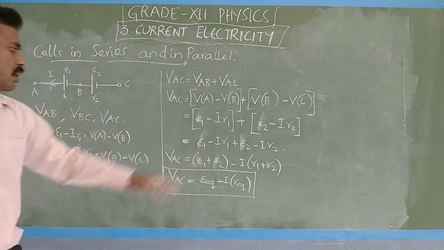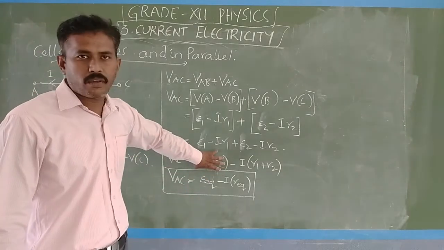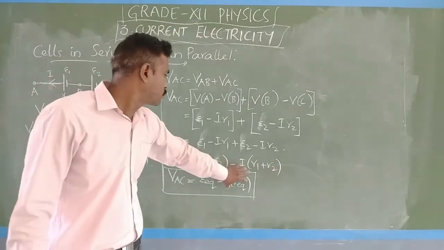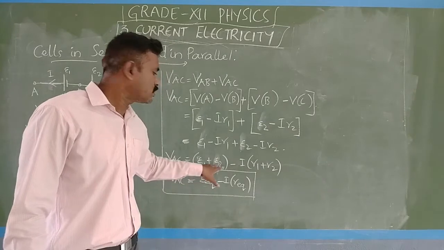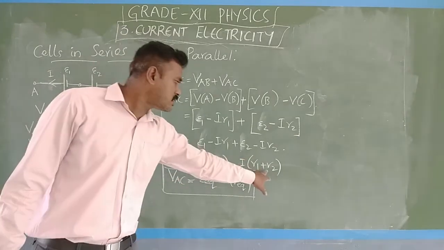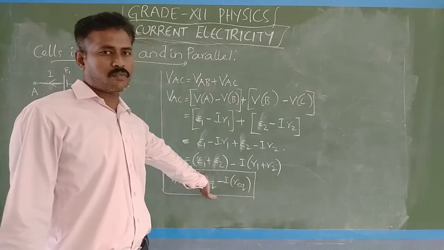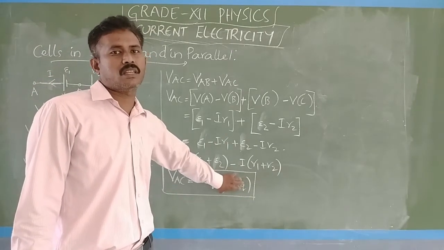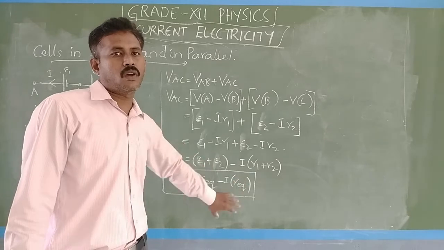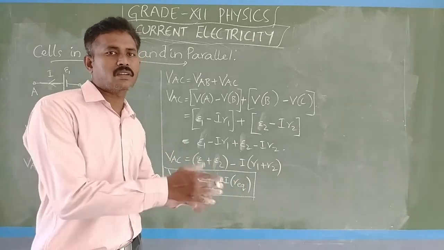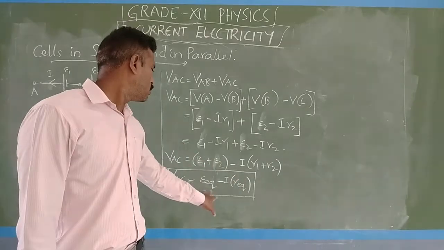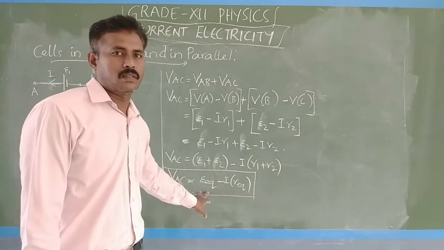The same thing, so individually I will add the EMF separately. That is, EMF separately I have added and the resistance I have added separately. So this means the total EMF minus the loss. The loss in the cells drops, and what is left comes out as the output.